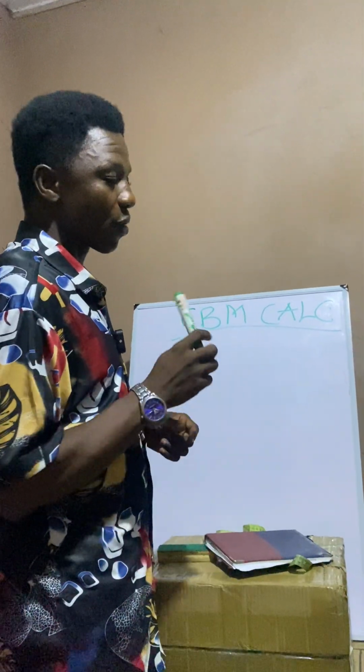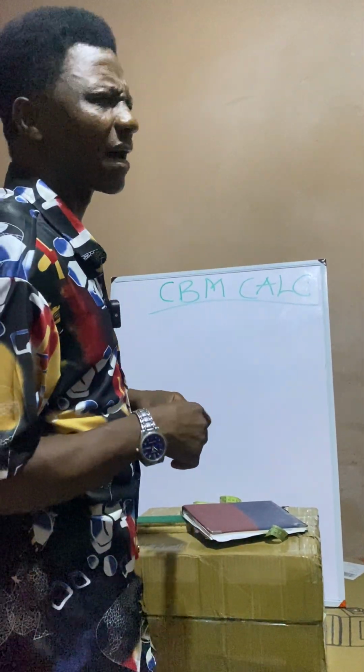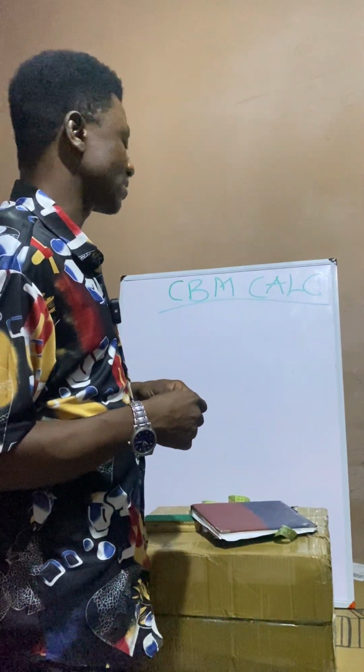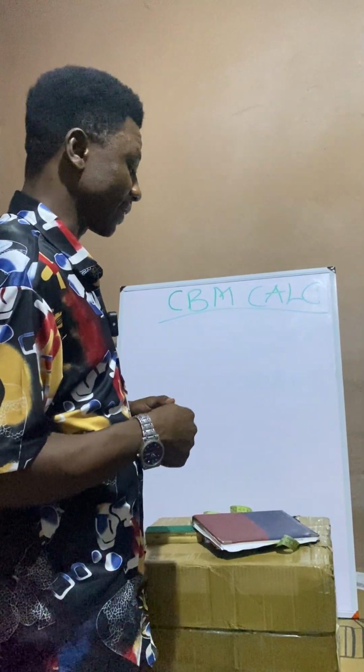Today I went to the warehouse for some of my goods, and I was given a higher CBM. After I requested a remeasurement, I was able to save $10, an extra $10 profit.